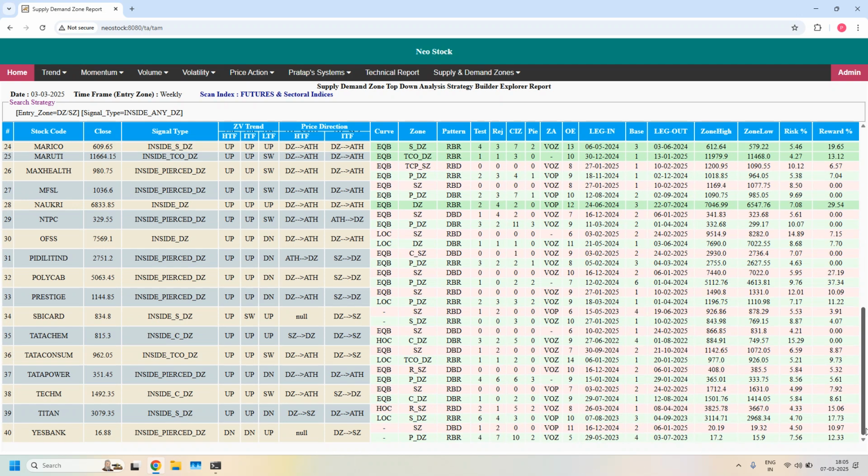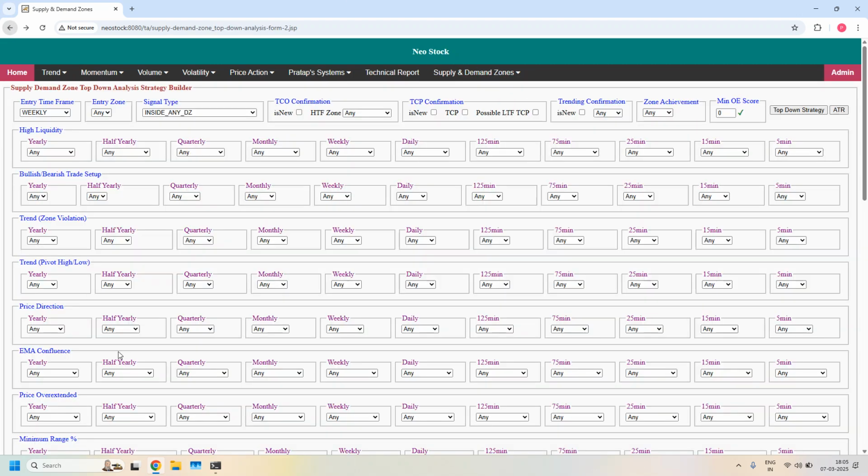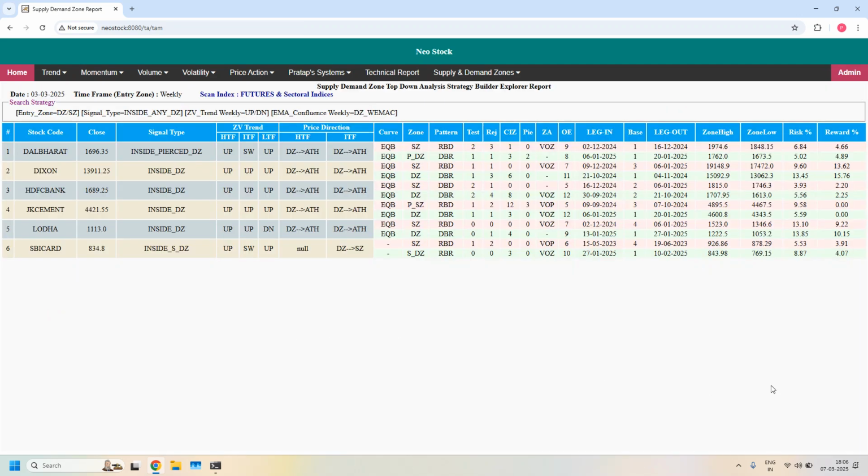Okay, out of these 40, how many weekly demand zones are having weekly EMA Confluence? Let us verify. So I'm going back. I'm setting EMA Confluence filter on the weekly time frame by selecting the option weekly demand zone having weekly EMA Confluence, and also trend on the weekly should not be sideways. It can be up or down. With these filters, out of 40 we got only 6 stocks.